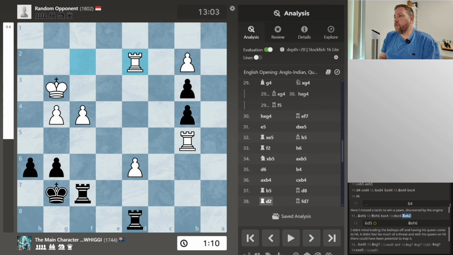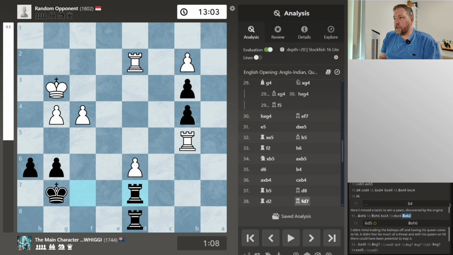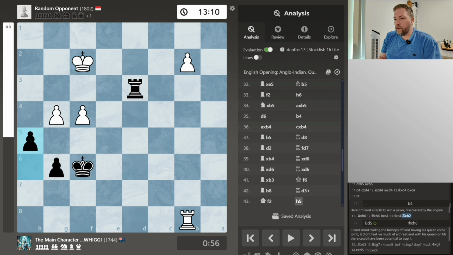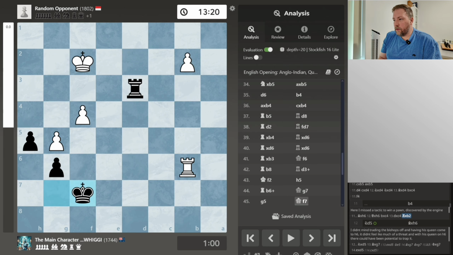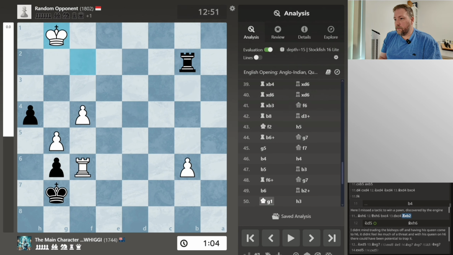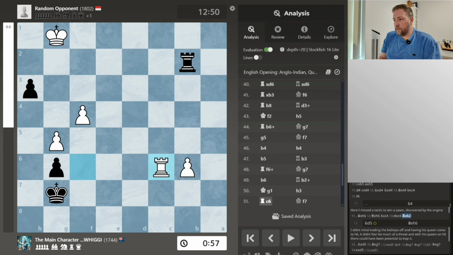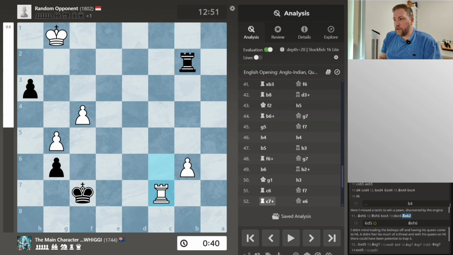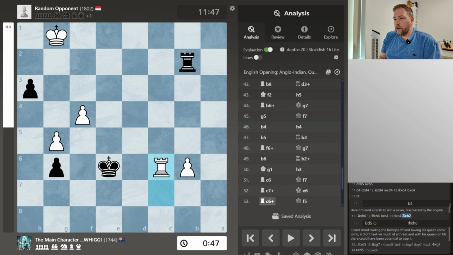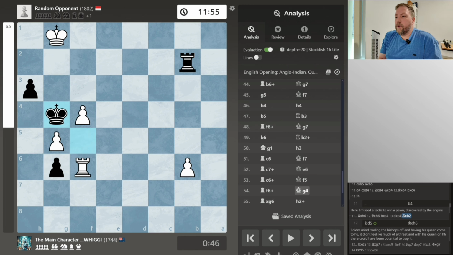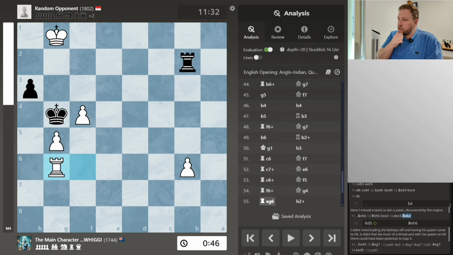One of the final questions I had was, was move 52 the falling point for white? Or did they blunder before that? This should be the move where it's the blunder. No, this was not the move. Okay, so the move where they blundered was g6.